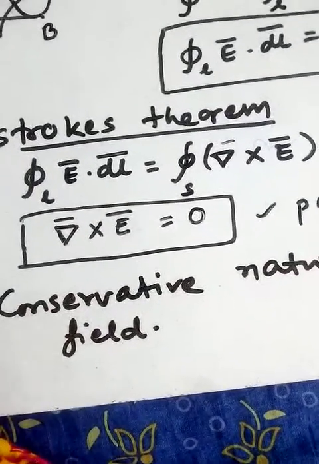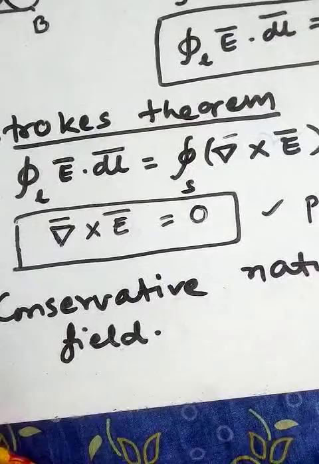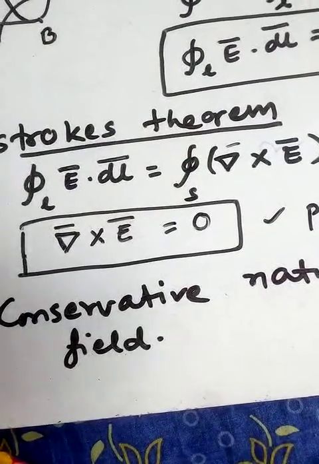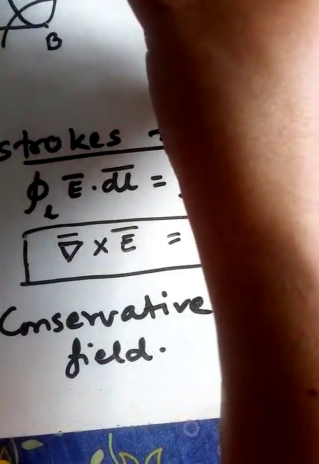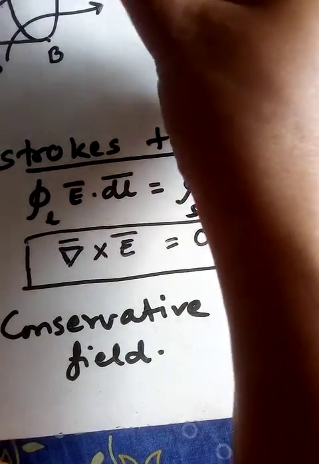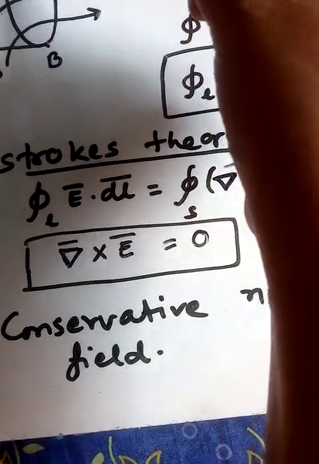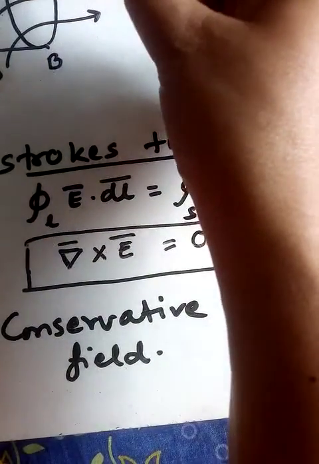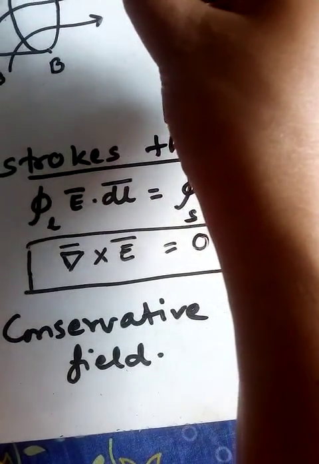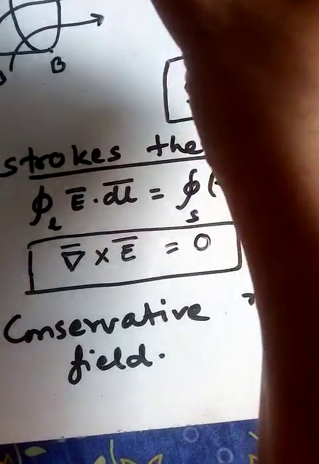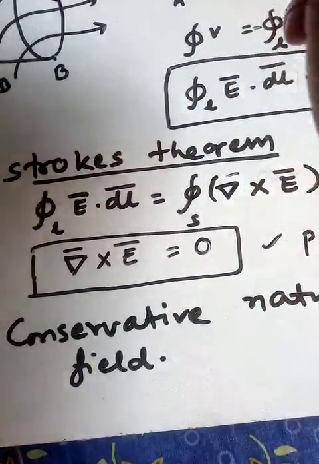That is, in an electric field, if you move a charge from a point A to a point B, work is to be done. But if you move a charge from A to B, and again B to A, that is, you reach the same point again, then no work is to be done.